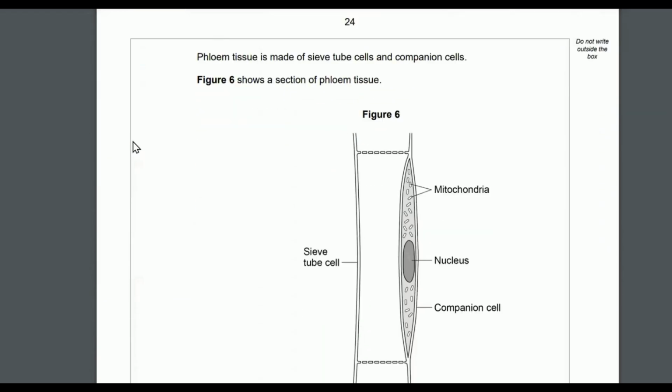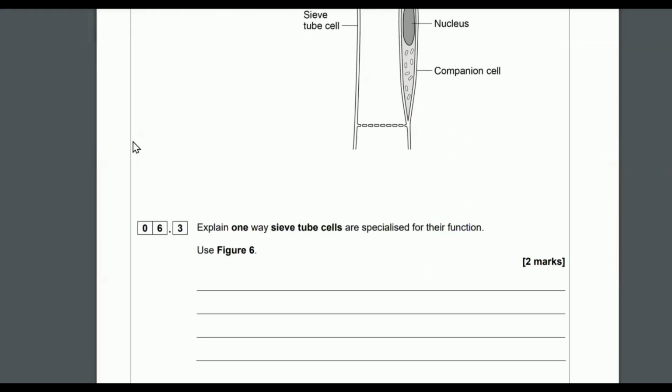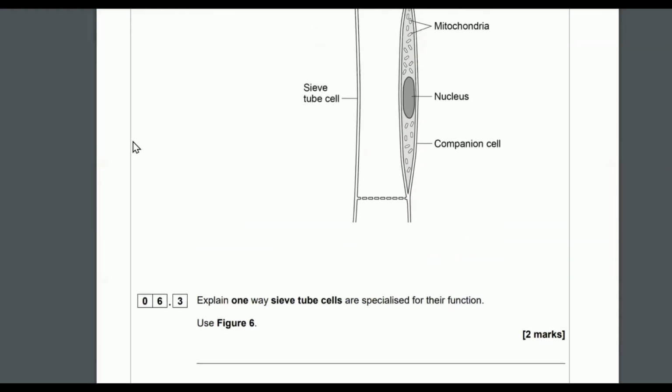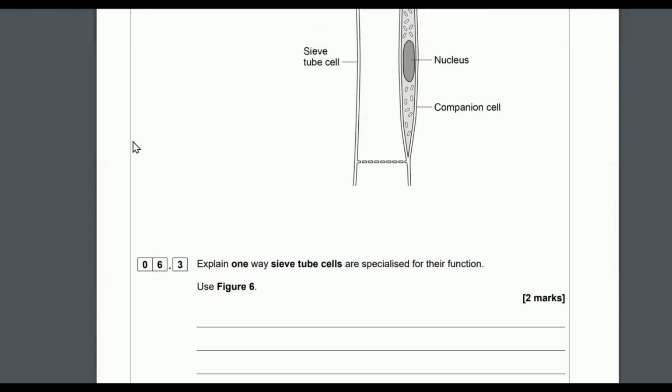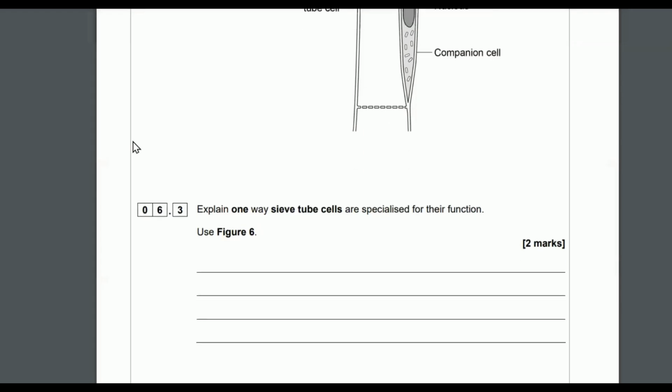Phloem tissue is made of sieve tubes and companion cells. This is the phloem tissue. Figure 6 shows a section of phloem tissue. We can see the companion cell has mitochondria and a nucleus. The sieve tube cell doesn't have any of those things inside it. But it has these weird gaps at the end in the cell wall. Look, these little gaps look like a cheese grater. Explain one way sieve tubes are specialized for their function.